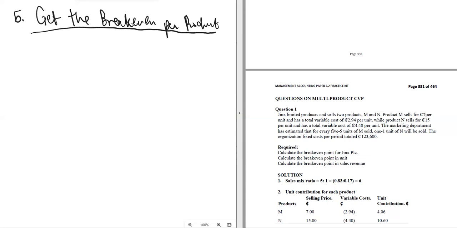I'm just going to say, okay, so for M, I know that we have 24,000 units overall, but for this 24,000, I know that for every 5 we sell 1 for M. So I'll spread it in the sales mix, which is 5 over 6, to get how much should be sold. So by 5 on 6, that means we should sell 20,000 units of M to break even.